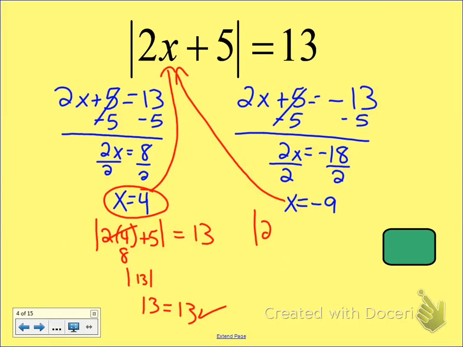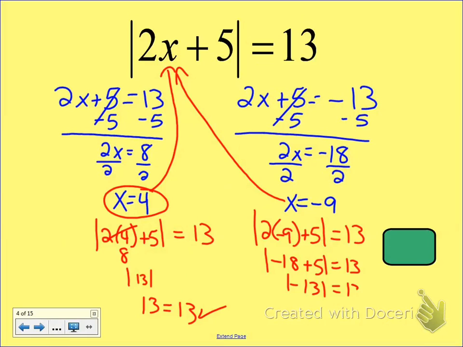Absolute value of 2 times negative 9 plus 5 equals 13. 2 times negative 9 is negative 18, plus 5 equals 13. Negative 18 plus 5 is negative 13 equals 13. And what is the absolute value of negative 13? That's correct, 13. So does 13 equal 13? Yes, it does. So now you can go back and circle that x equals negative 9.